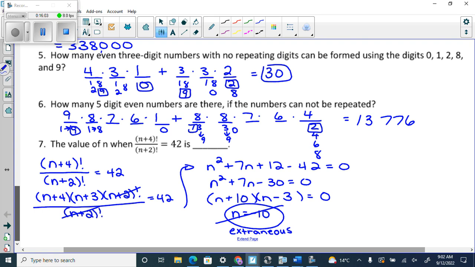And then we have n equals 3. We can try it. We can go 3 plus 4 factorial divided by 3 plus 2 factorial, and you do get 42. Okay? Any questions? We're going to flip to binomial theorem for the end of our note.